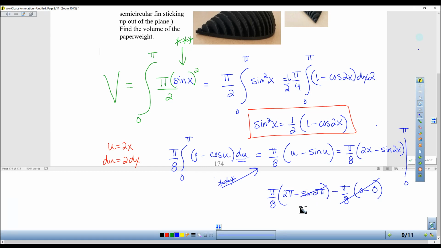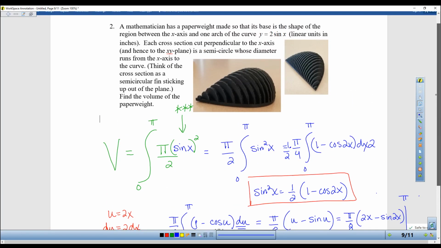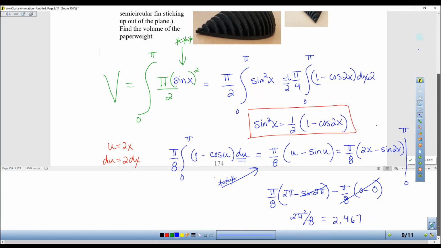But sine of 2 pi is also 0, so this gives me 2 pi squared over 8, which I am going to type into my calculator because it's a little bit of an unusual value. So 2 pi squared divided by 8 is 2.467. And then my units, I believe linear units is in inches. So my volume would be in inches cubed. Or you could leave it as pi squared over 4.